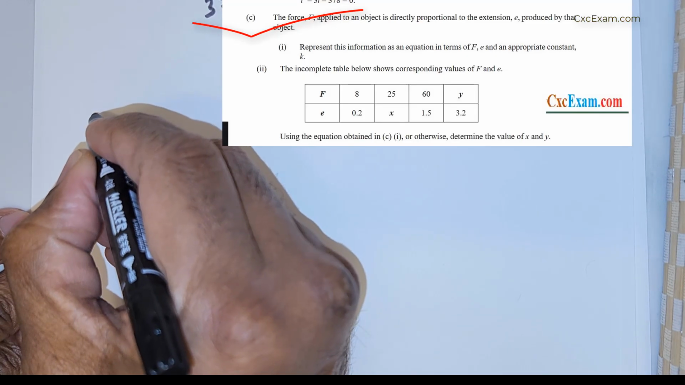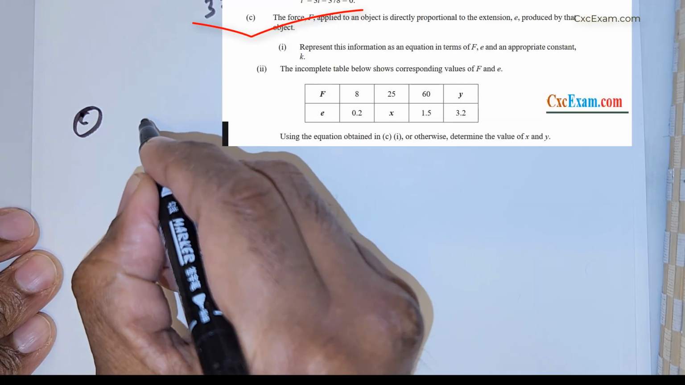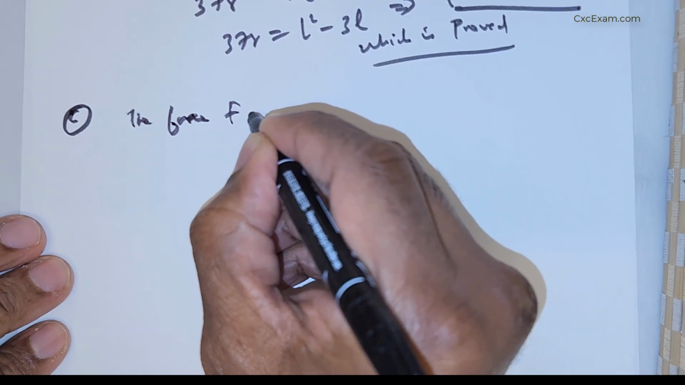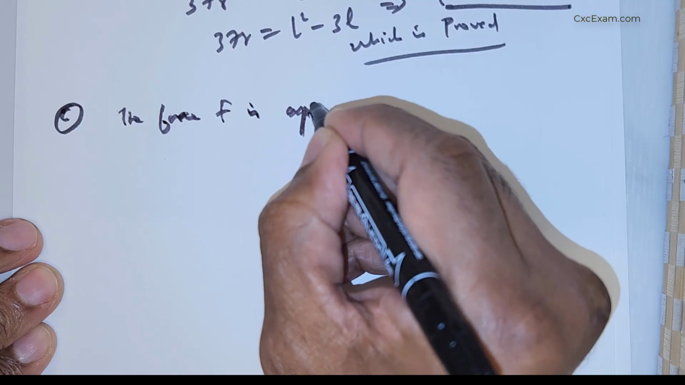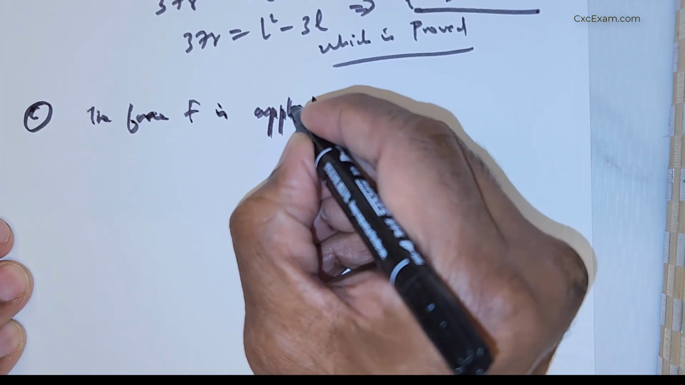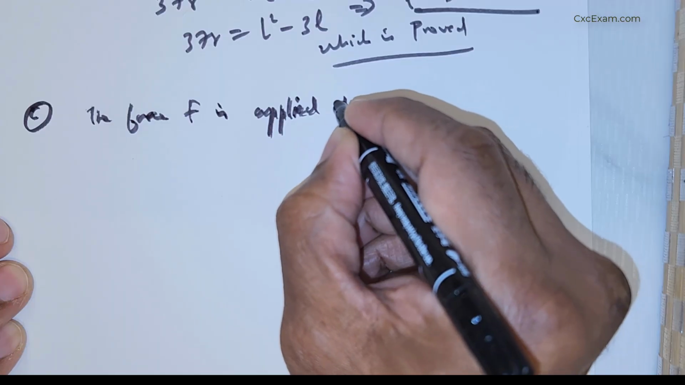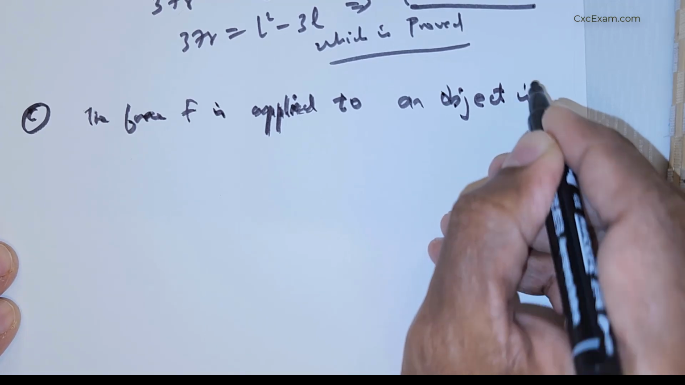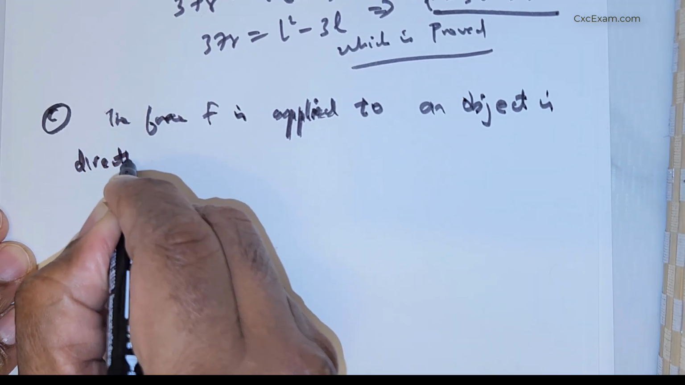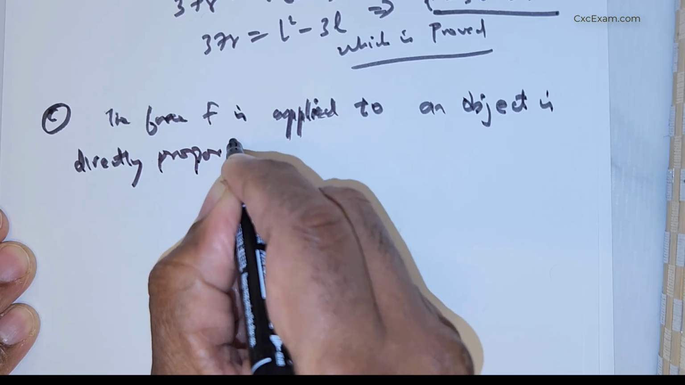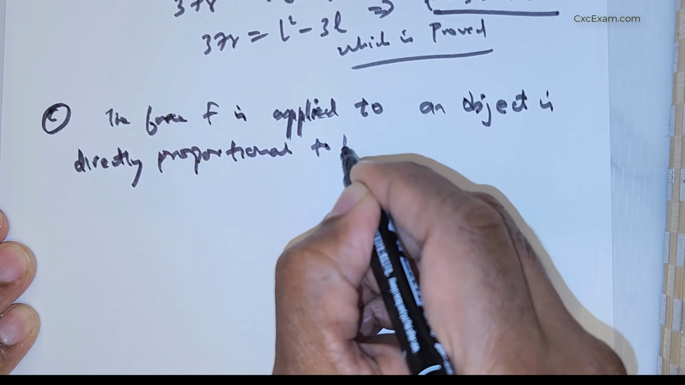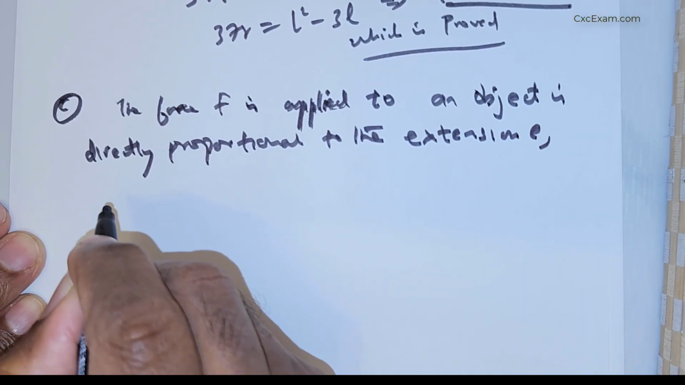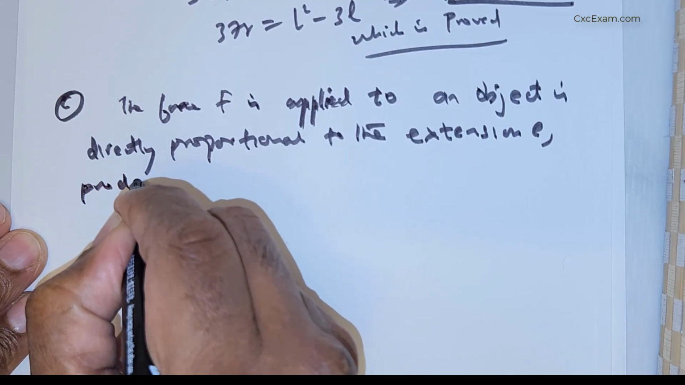Okay, so this is the next question. The force F applied to an object is directly proportional to the extension E produced by the object.